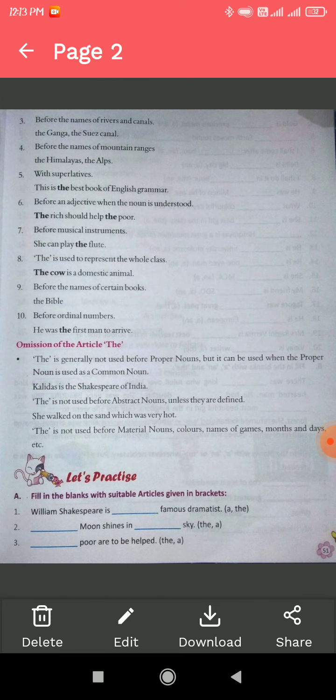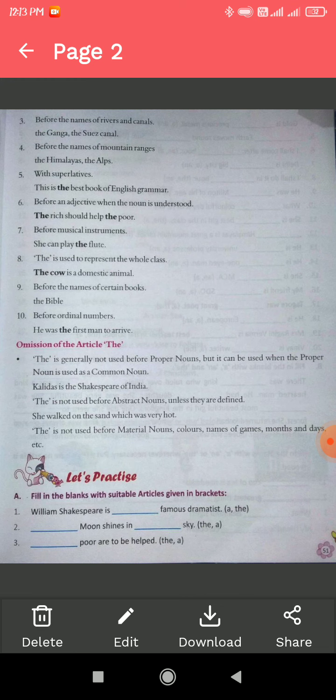Third point, before the names of rivers and canals, the Ganga, the Suez Canal. So we can also use the definite article the before the names of rivers, like the Ganga river, the Yamuna river, the Sabarmati river, the Brahmaputra river.